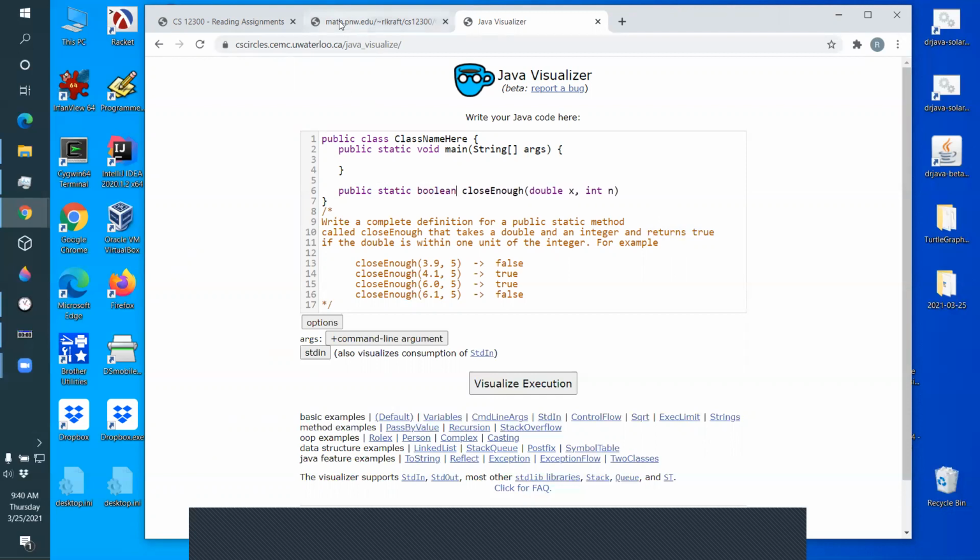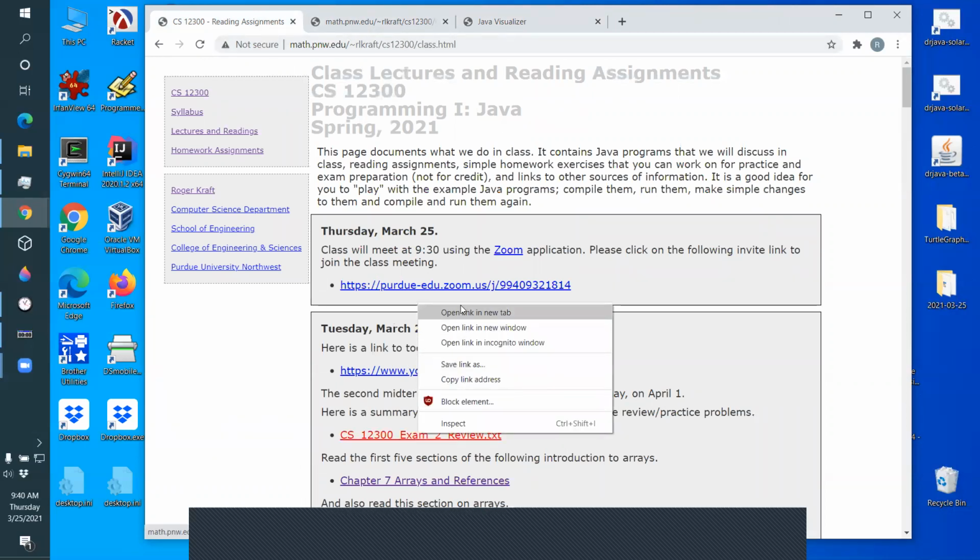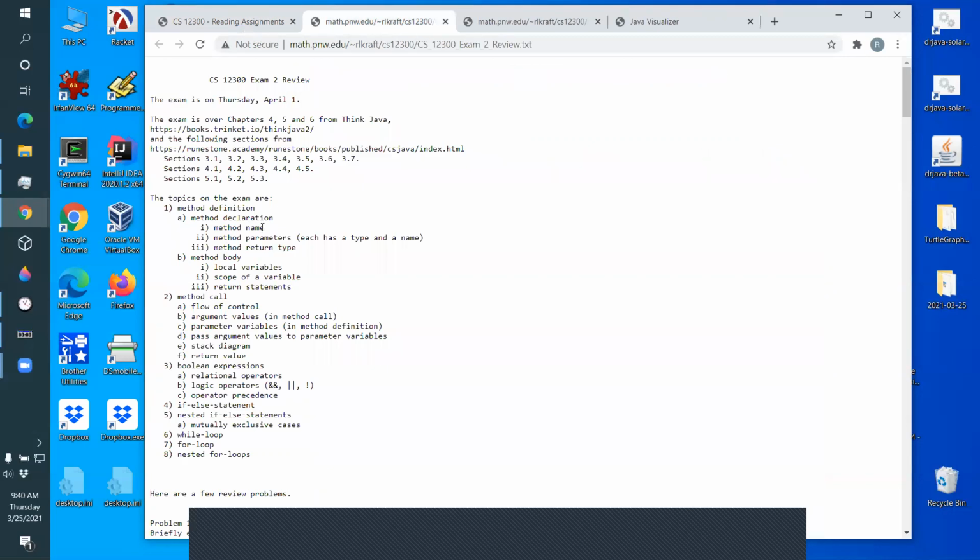Now remember, every method definition has a declaration and a body, and the declaration has three pieces to it: the name, the parameters, and the return type.